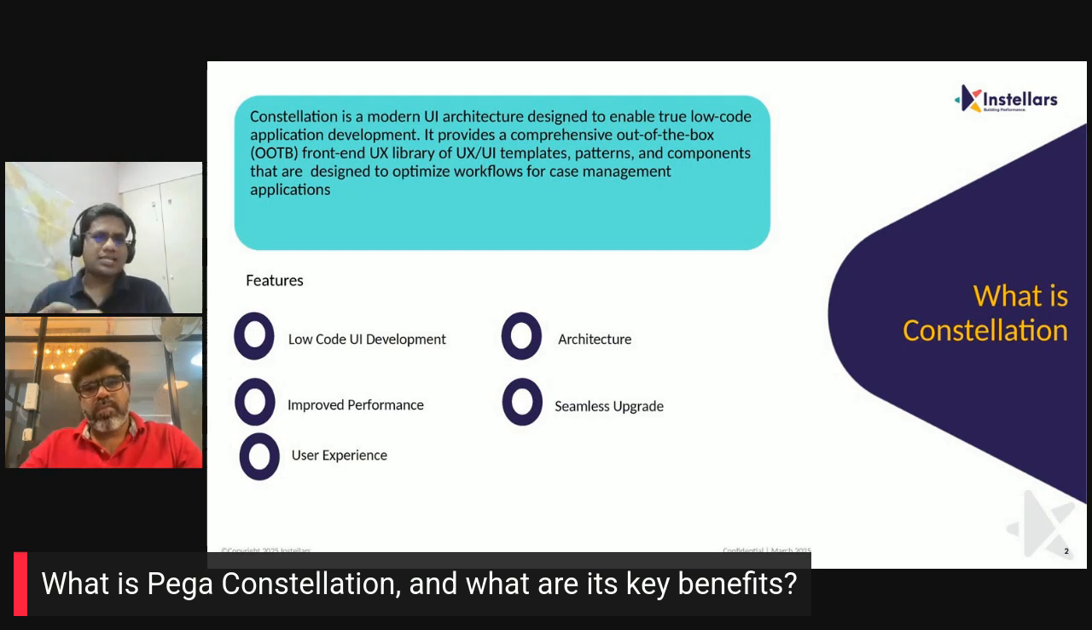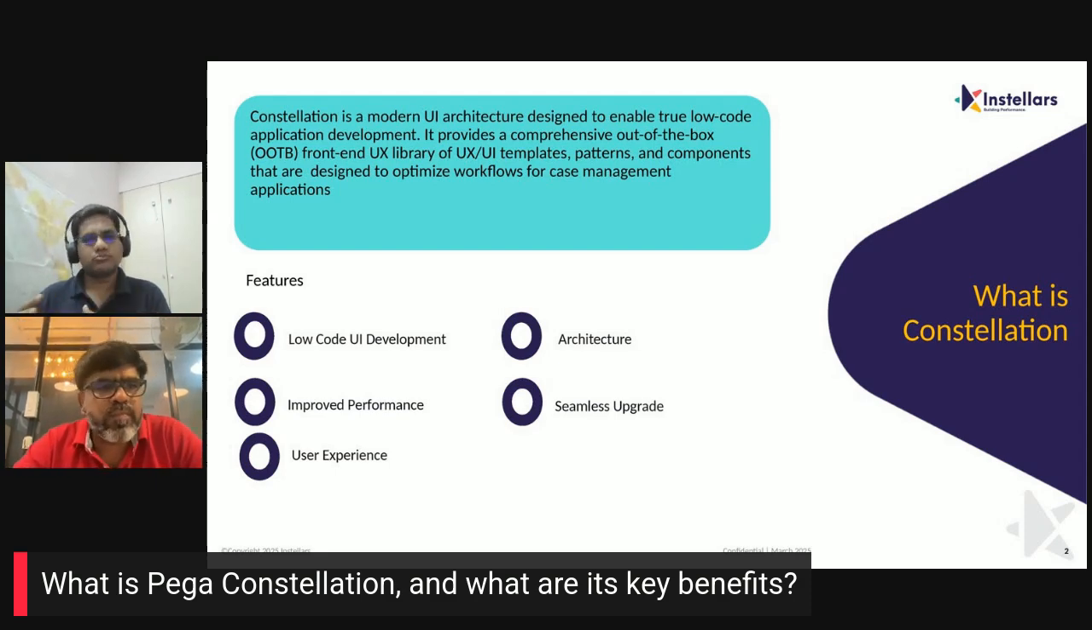And when it comes to architecture, Constellation follows the MVC pattern and uses a microservice-based architecture. As we know, microservice-based architecture is stateless. It makes applications modular, scalable, and adaptable as the business grows. Next is performance. There is an improvement in performance since Constellation runs on the client side. All the UI rendering happens directly in the browser. This makes the application faster, smoother, and more responsive.